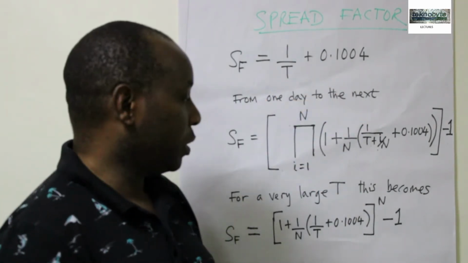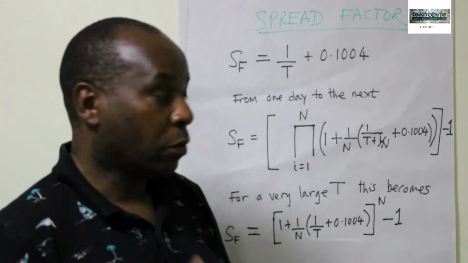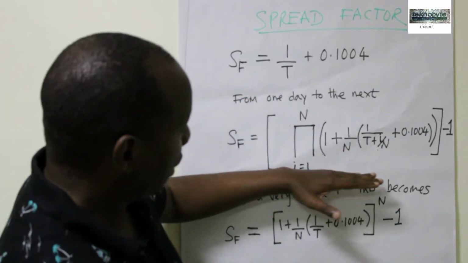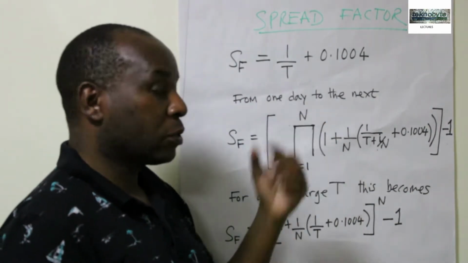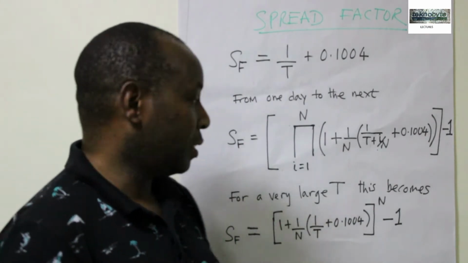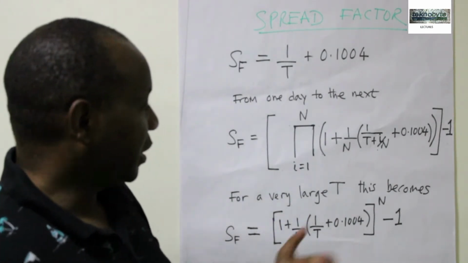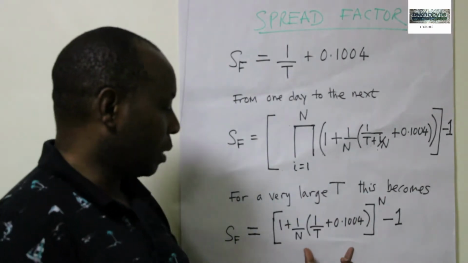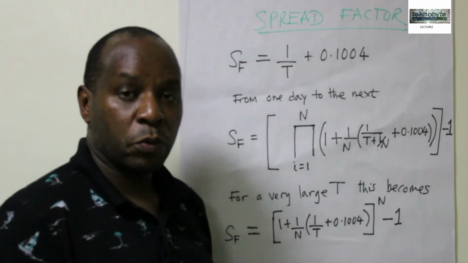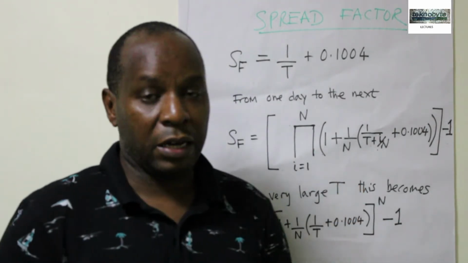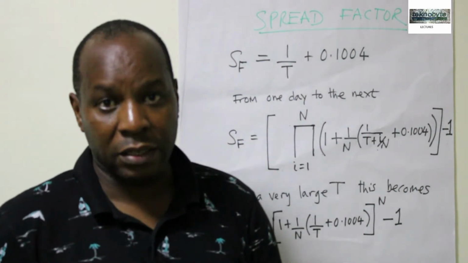So what we need to do is to carry out what we call an integration from one day to the next. And this actually modifies the spread factor and will give you this kind of an expression when you use n approximating points to work out the spread factor from one day to the next. When t is very large, this expression becomes simpler and it becomes what we have down here. So we'll see how you can simply apply this using Excel worksheets to work out the increase from one day to the next.